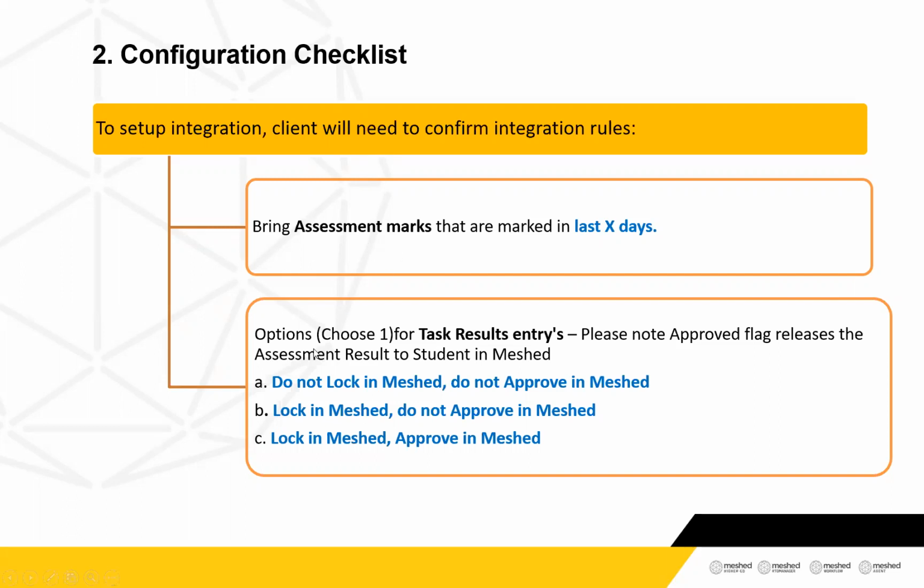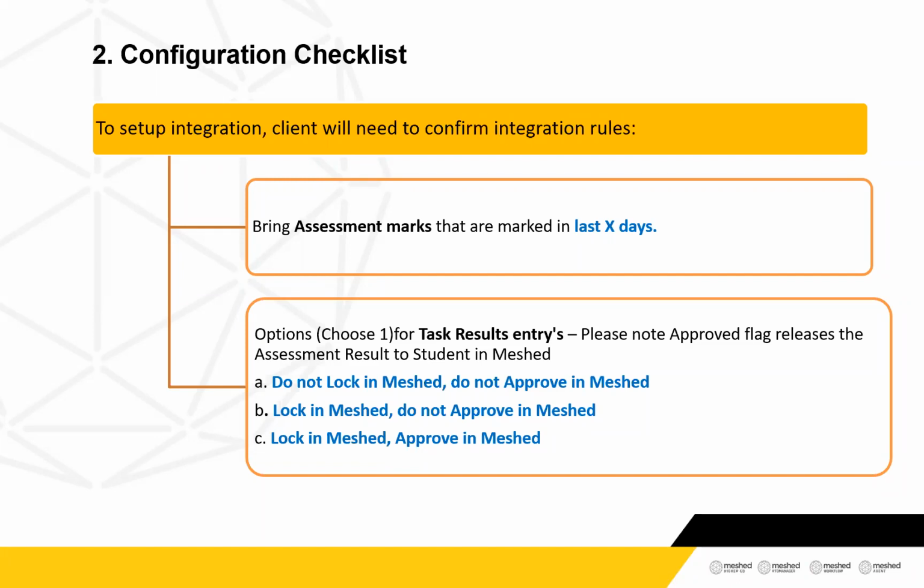Now the last option is to lock and unlock result records. Whenever we receive marks from the Canvas platform, we receive them under task result entry on the Mesh platform. We'll see about this in more detail as we proceed with this presentation. Once we receive marks under task result entry, there is an option. You can set the integration to automatically lock and approve those records, so you don't have to lock and approve them manually, or you can keep these records unlocked and unapproved, so that whenever there is time you can finalize these records and calculate the subject outcome accordingly.